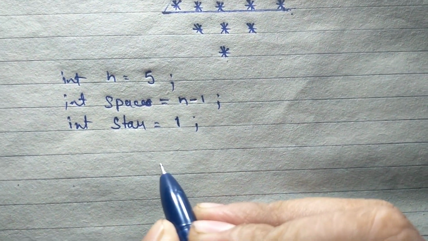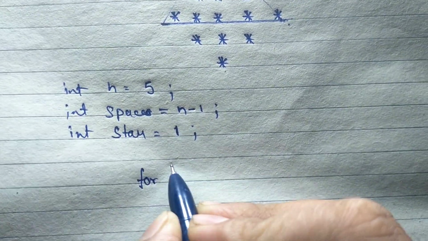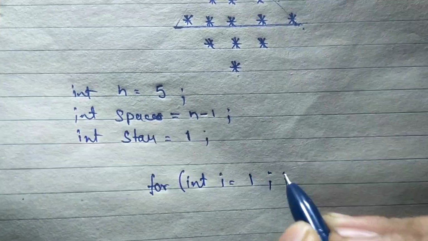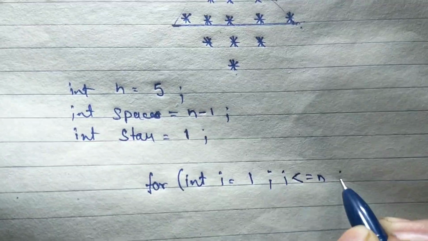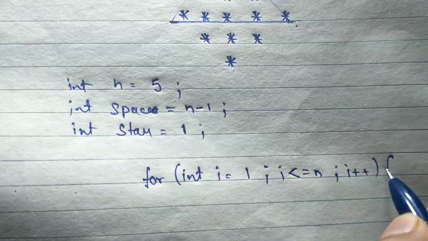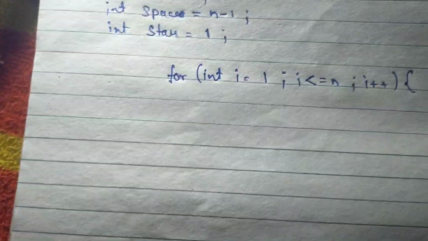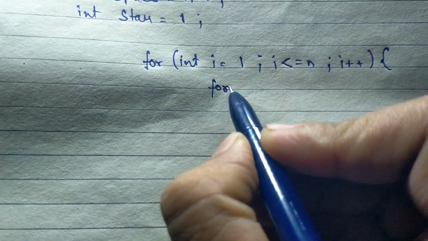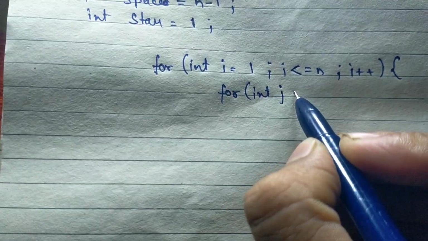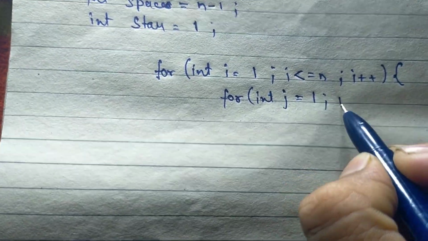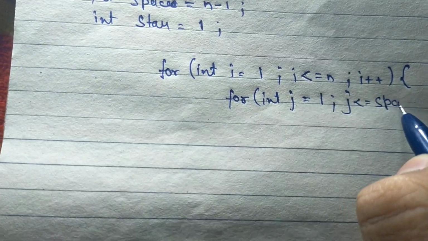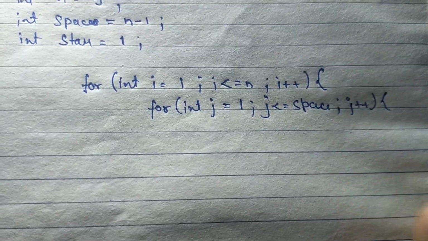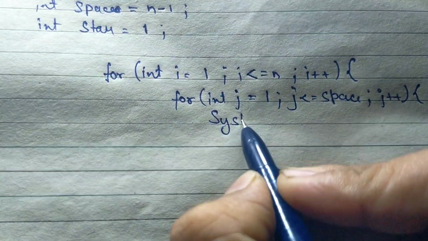After that we start printing. First of all, we write the outer loop: int i equals 1, i less than or equal to n, i plus plus. It is our outer loop, as always. After that, what would I print? We are printing our spaces. For spaces, int j equals 1, j less than or equal to space, then j plus plus. So here we print our spaces.